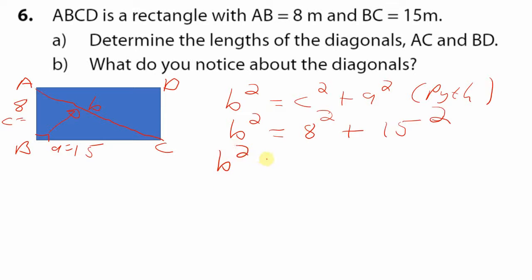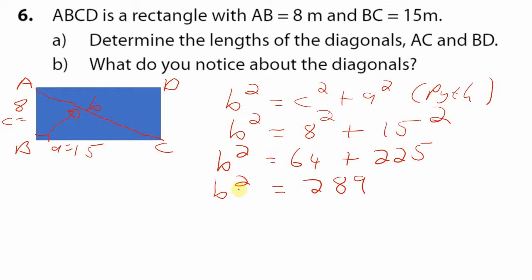So now b squared equals 8 times 8 is 64 plus 15 times 15. What's 15 times 15? Yes, it's 225. So therefore b squared equals, what is 225 plus 64? Well, 220 plus 60 is 280. 4 plus 5 is 9, so it's 289.